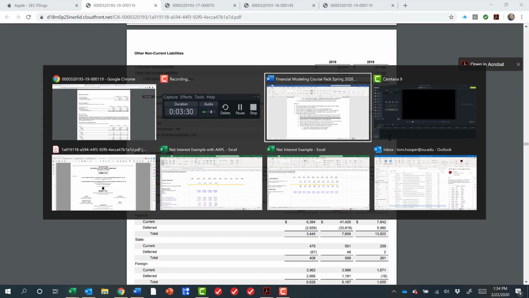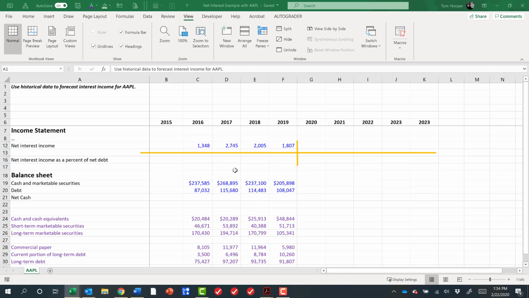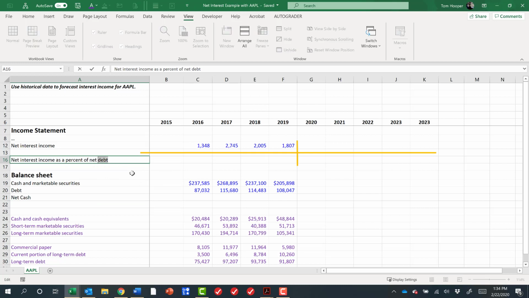If we try to put those into our template that we've been playing with, we could use that net interest income, and I've actually gone back and picked up an extra year of history here and a couple more on the balance sheet. But these are our familiar numbers, the 1807, the 2005, and the 2745. And it's tempting for students when they do their group project to look only at net interest income and say, well, if I would just compare that to net cash, then I could get some kind of a net interest income as a percent of net cash.